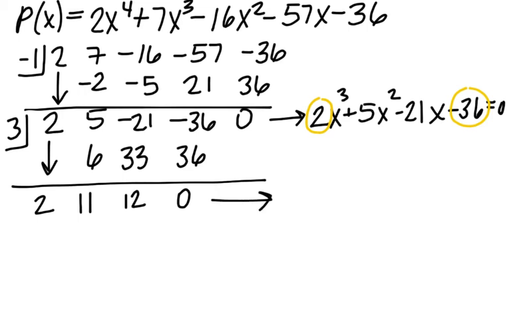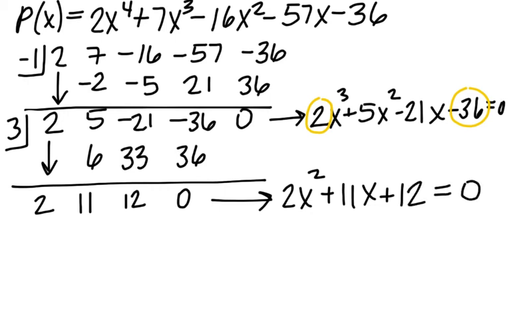And looking at this row in synthetic division, we have 2x squared plus 11x plus 12. And now we'll set that equal to 0 and solve. Now, the good news is when you get down to a quadratic equation, there's no need to do any more synthetic division because we can solve all quadratic equations. Either try to factor it, complete the square, or use the quadratic formula, whichever you prefer. And I believe if you try this one out, it does end up factoring.